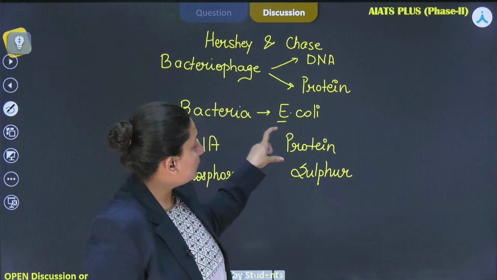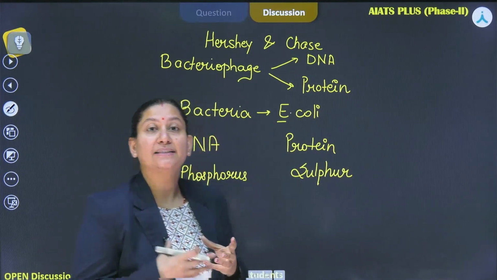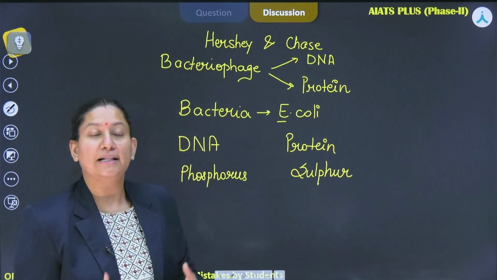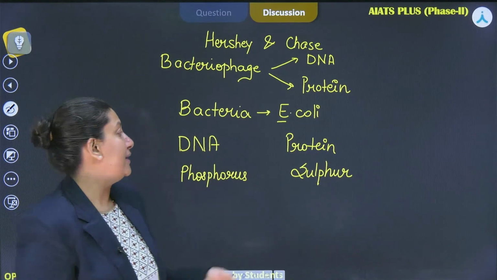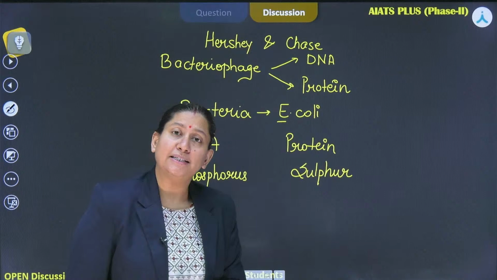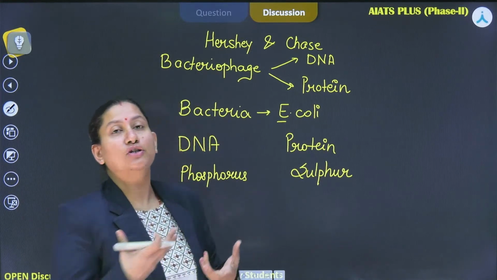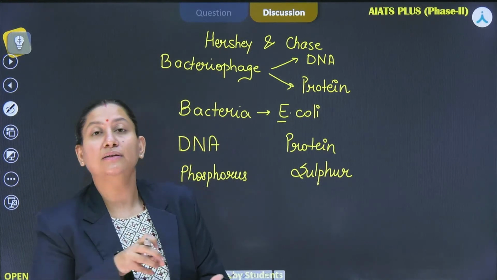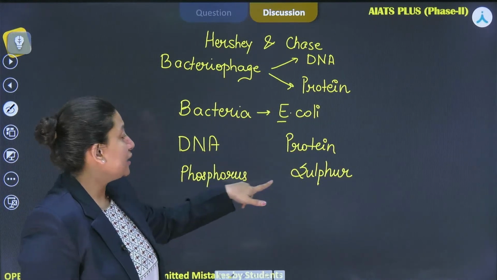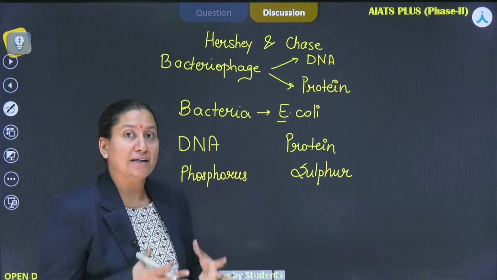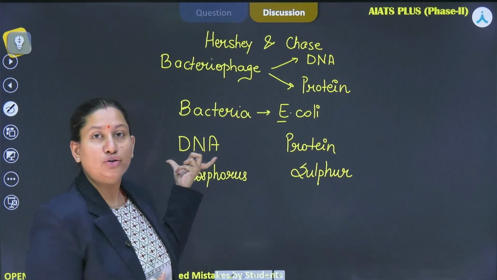Now, on the contrary, when we talk about protein, it has sulfur containing amino acids, like we could talk about methionine, we could talk about cysteine as well, right? And we have studied this, that methionine is the very first amino acid that is being recruited in the polypeptide synthesis, right?